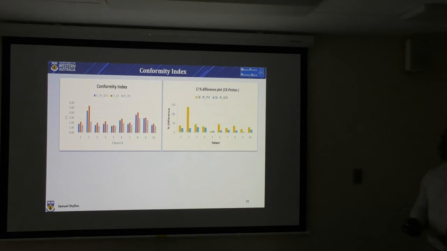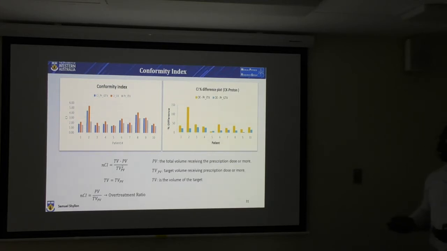When we look at the conformity index, if we look at the definition of the conformity index, and when I analyzed all the plans, it was noted that the volume of the target, TV, and the target volume receiving the prescription dose or more was equal, which reduces the conformity index to this relation, which is the ratio of the total volume receiving the prescription dose or more to the target volume receiving the prescription dose or more, which is simply the over-treatment ratio. So this tells us how much of the prescription dose is spilling into the normal tissue.